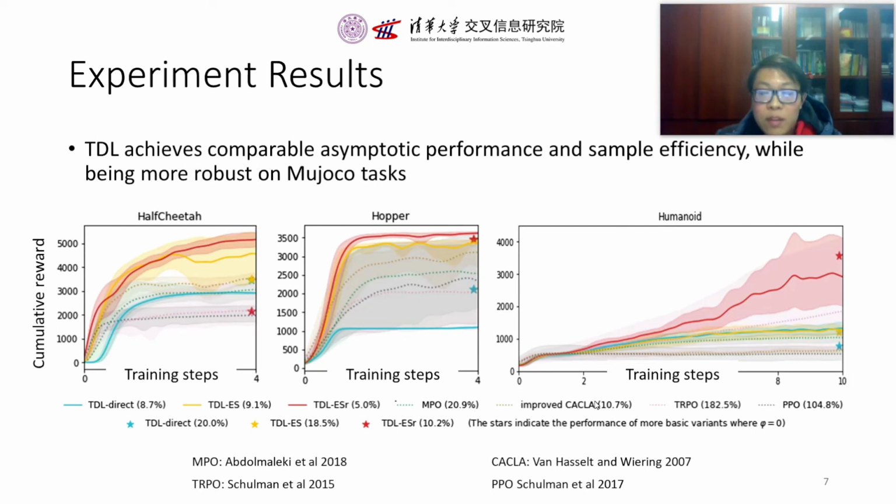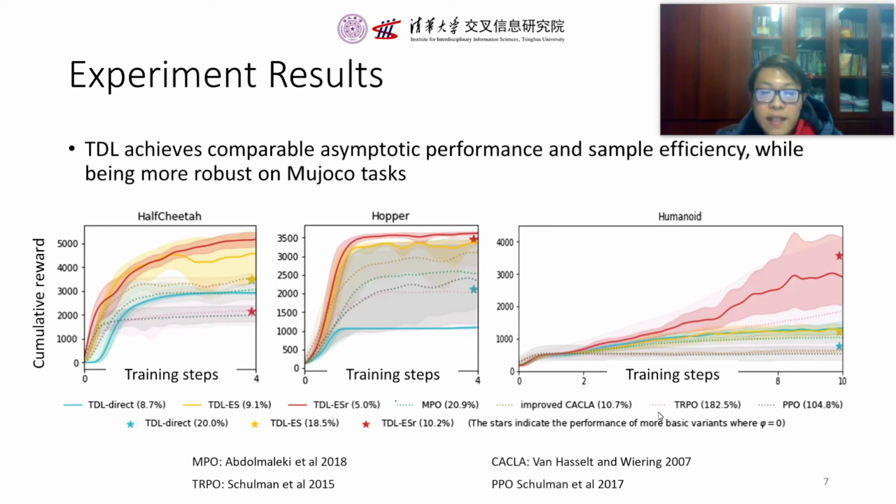But most importantly, TDL is quite robust during the training. The numbers in the parentheses indicate the variance of the training curve. We can see that the numbers of TDL algorithms are smaller than the previous algorithms.